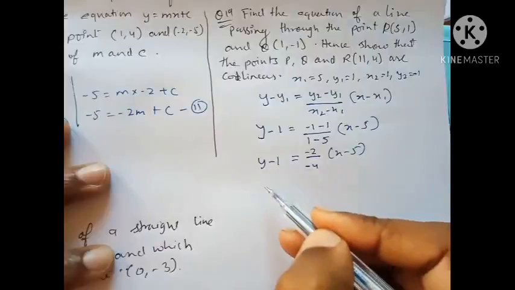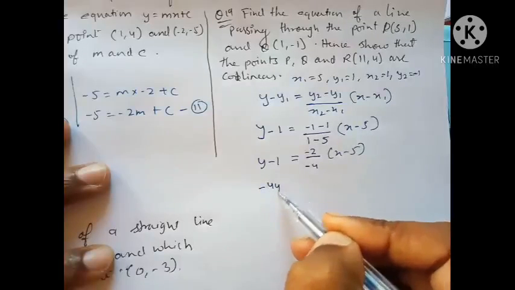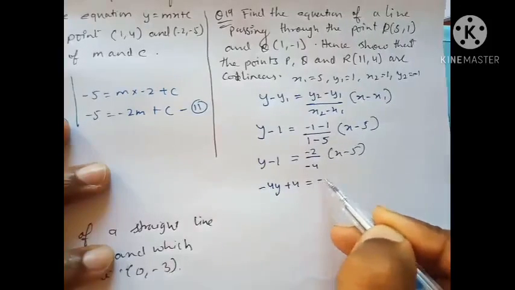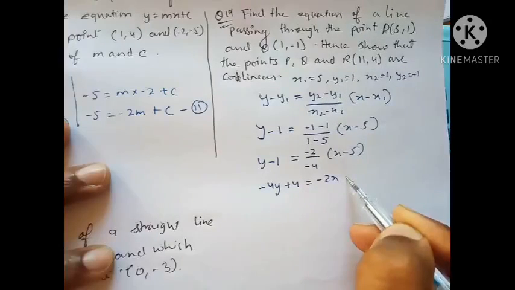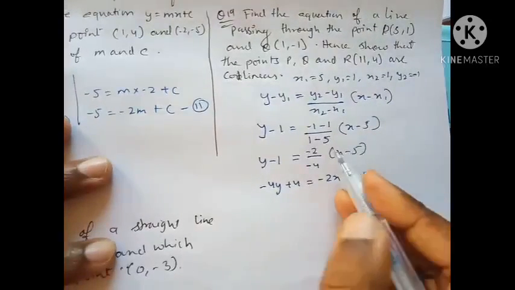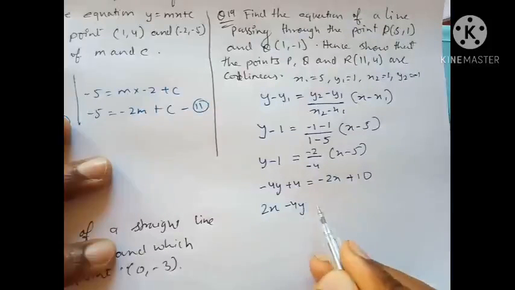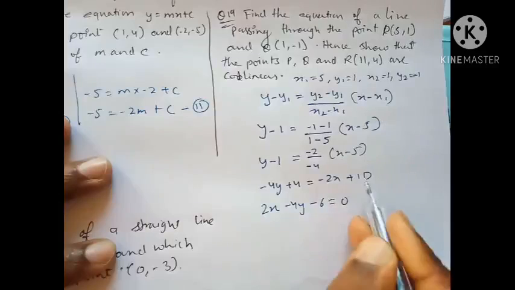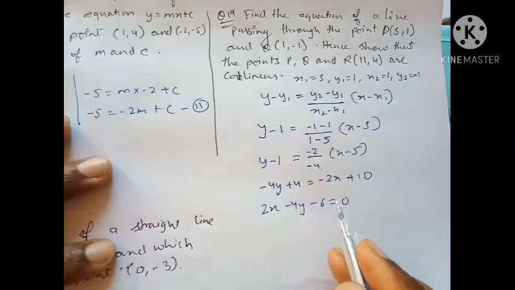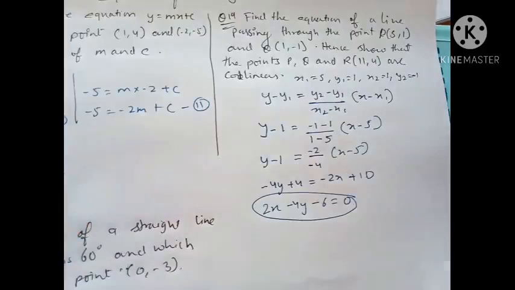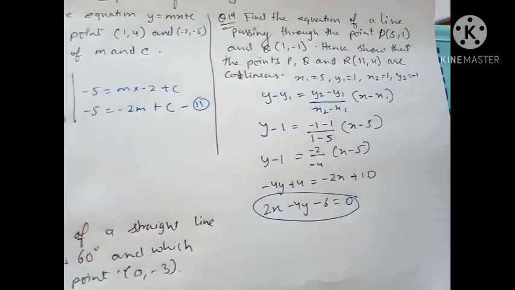So minus 4 goes to the other side and gets multiplied: minus 4y plus 4 equals minus 2x plus 10. If I shift everything to one side, I get 2x minus 4y minus 6 equals 0. That's the equation I have, and that's how you find the equation of a line. I hope you guys are getting it, because 2 points have been given to me.